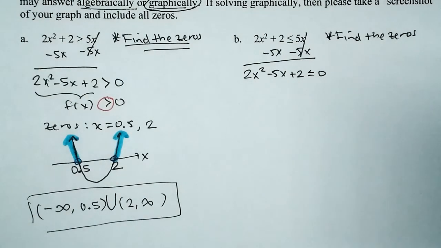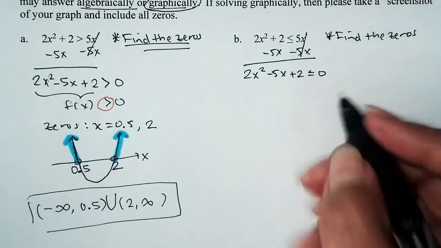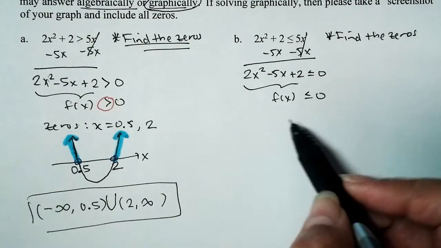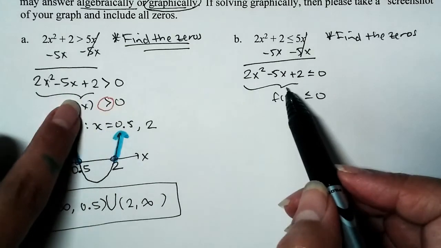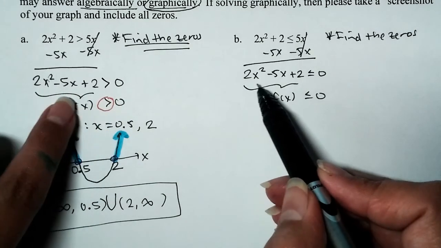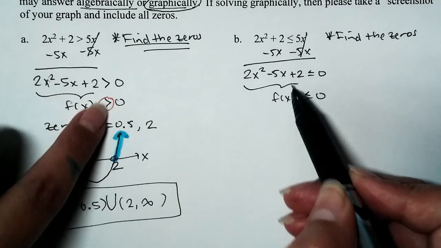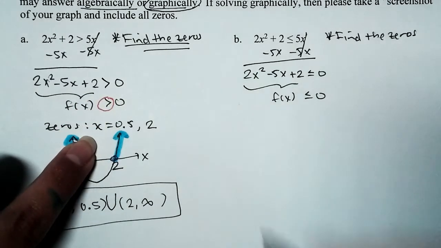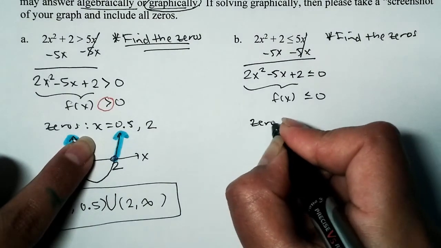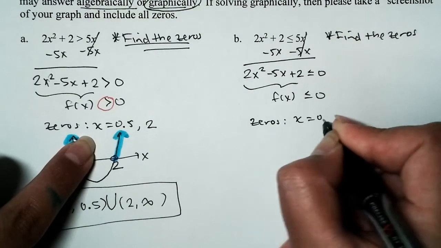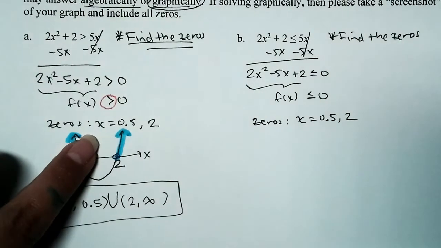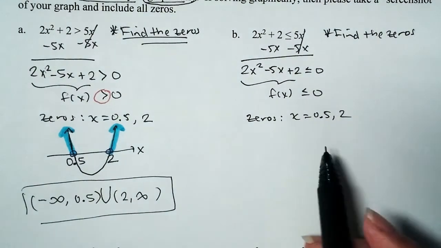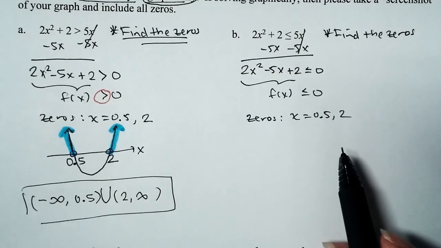We can find the zeros by hand, but why? We want to know where the function is less than or equal to 0. Bear in mind that it's kind of the same problem. We have the same 2x squared minus 5x plus 2, so the function is the same, so the zeros are going to be the same. There's no need to find them again. The zeros are x equals 0.5 and 2. If you want to find them again for fake extra credit, go for it. Instructor's not going to know.